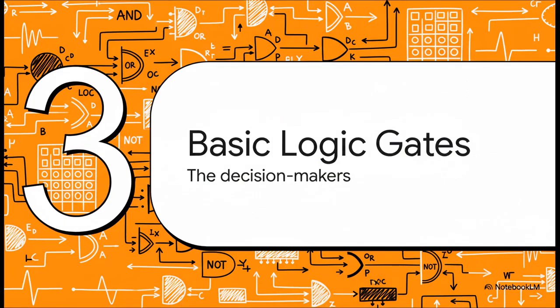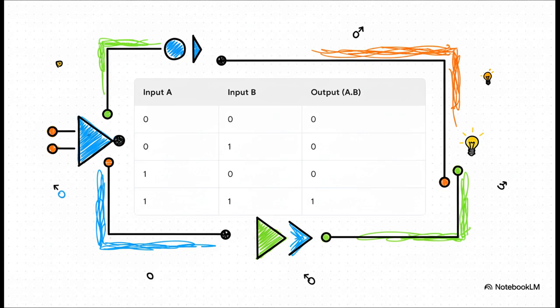So now that we get the idea of a truth table, we can use that same concept to define the fundamental decision makers of the entire digital world. These are the operations that form the absolute bedrock of all computing. Get ready to meet AND and OR. All right, let's start with AND.